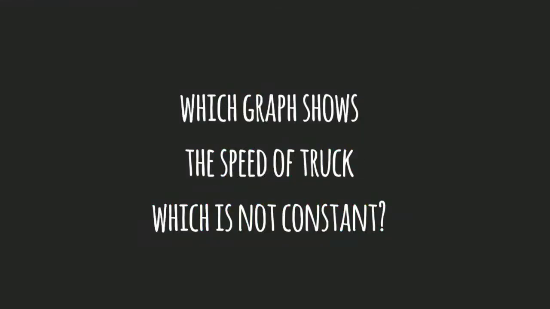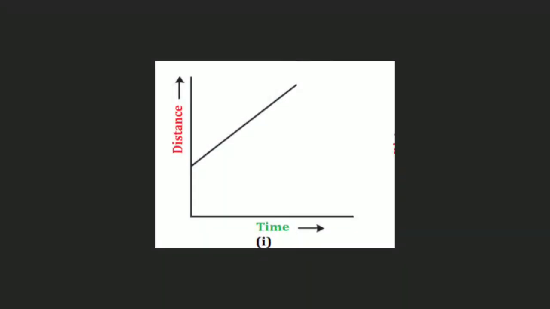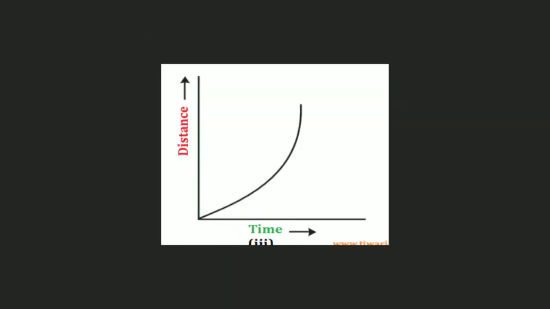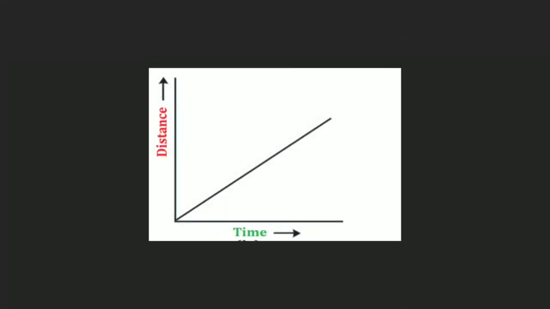Second question. Which of the following distance time graphs shows a truck moving with speed which is not constant? Graph 1. Then option 2. Option 3. Option 4. You can pause the video and try seeking the answer.